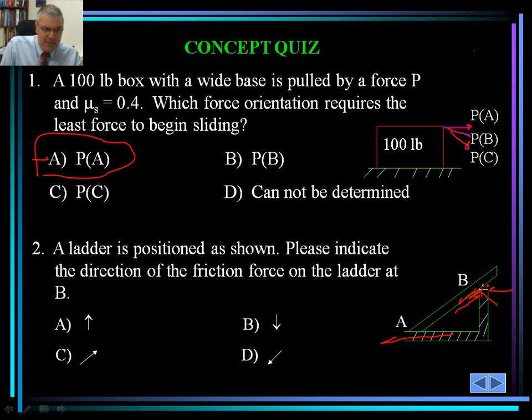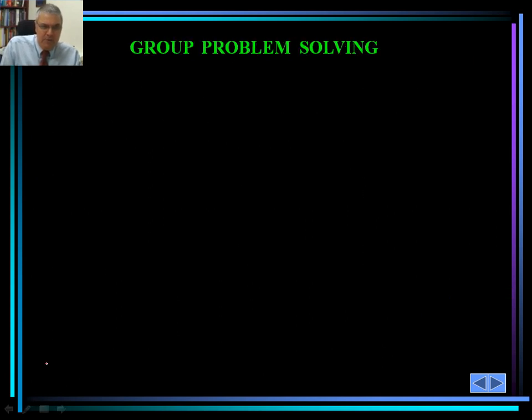So it's going to be acting in this direction. It's going to act parallel to the surface AB, the way it is shown. So the correct answer is C, that shows the parallel force.